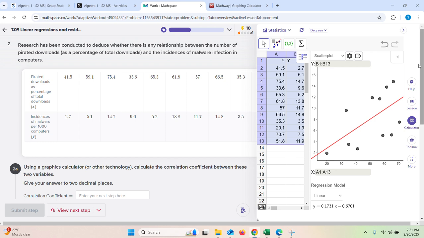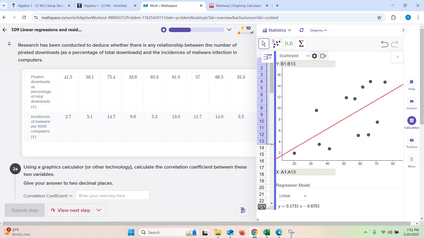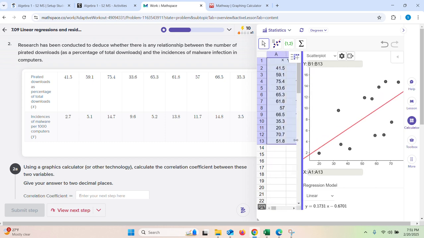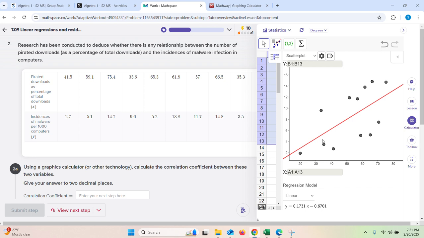Okay, so these are all the data points. I think you can move this over more. Yeah. Okay, and this is the line of best fit, the trend line, and this is what this equation represents. Okay, so that's how you do that.